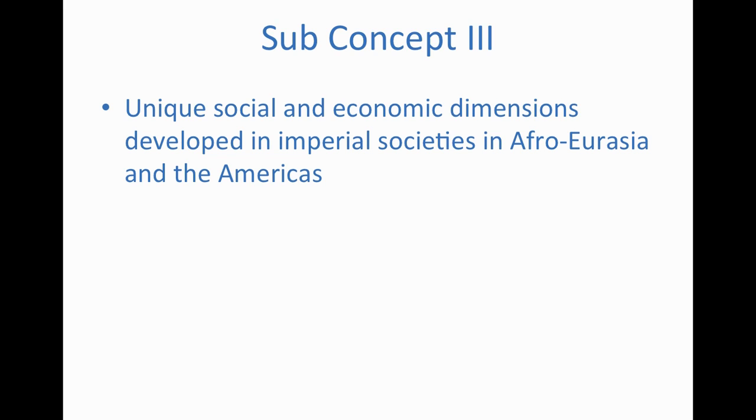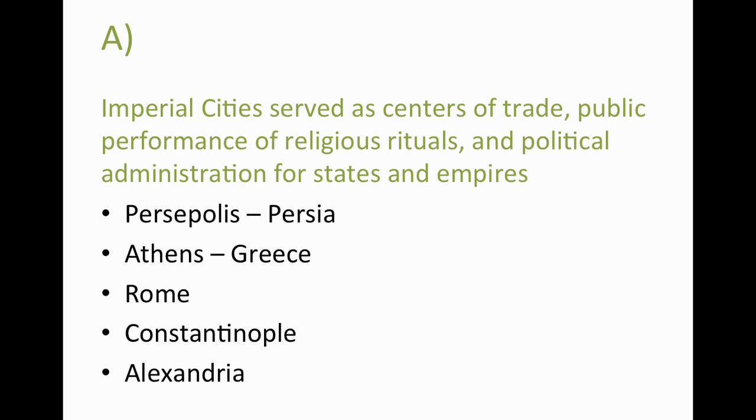All right, subconcept 3, unique social and economic dimensions developed in these imperial societies in Afro-Eurasia. That would be Africa, Europe, and Asia, and the Americas. Substrand A would basically state that imperial cities served as centers of trade, public performance of religious rituals, and public administration for states and empires.